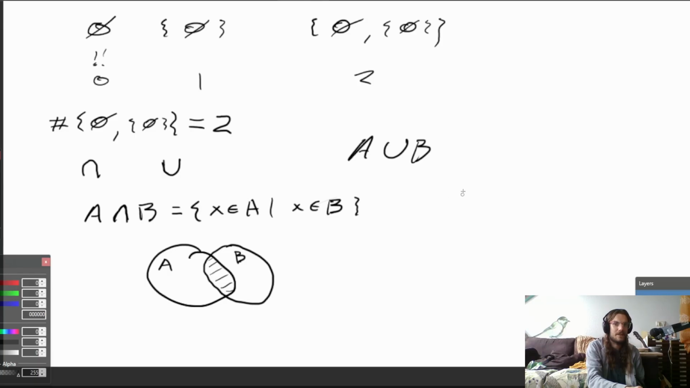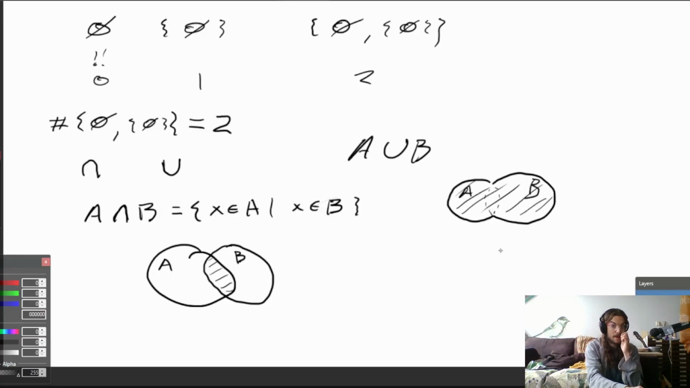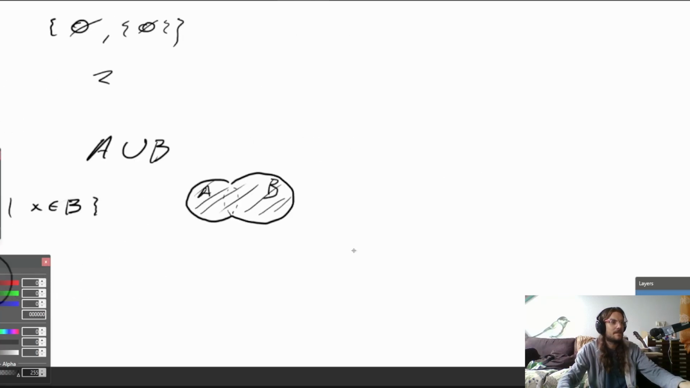I think, yeah, the fourth axiom defines it, but it's a bit bulky, so I'm just going to say what it does. It's just the set that has both A and B. So if this used to be A and B, then the union is the whole overlapping thingy. And now we can do some basic mathematics.